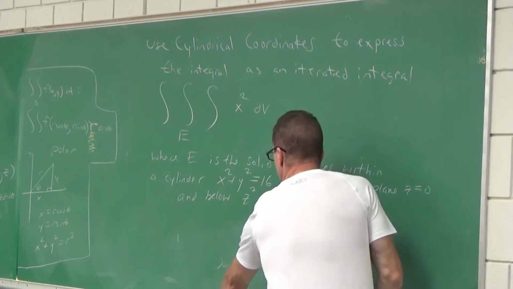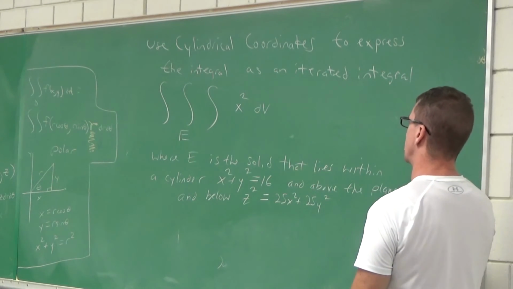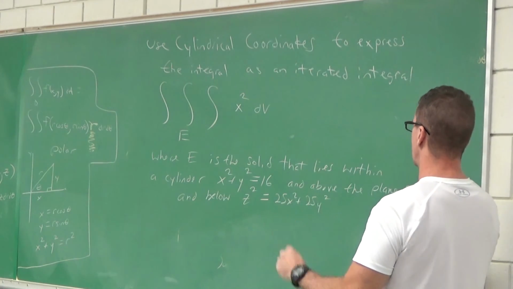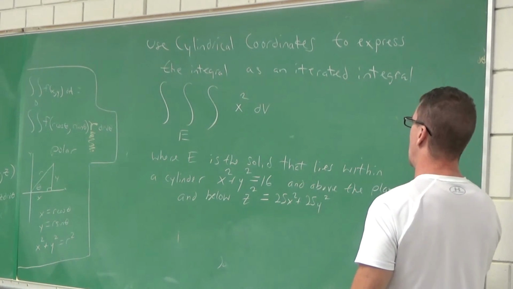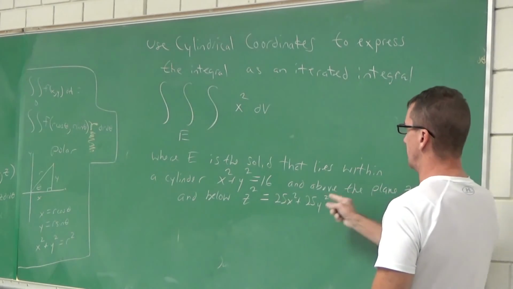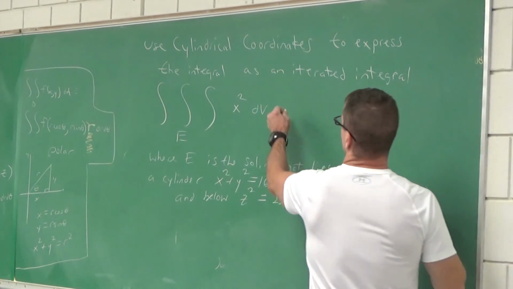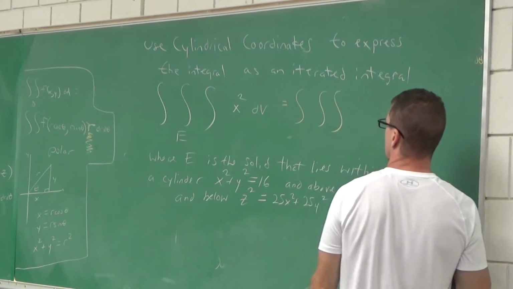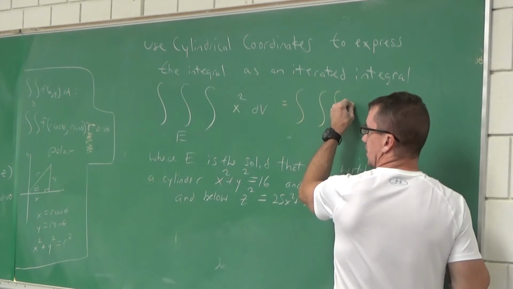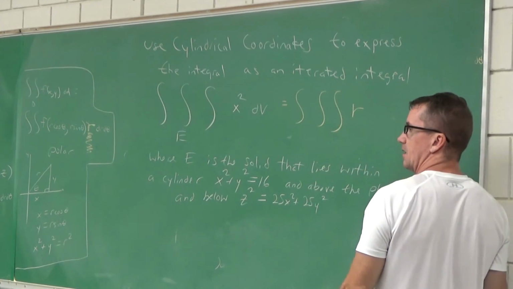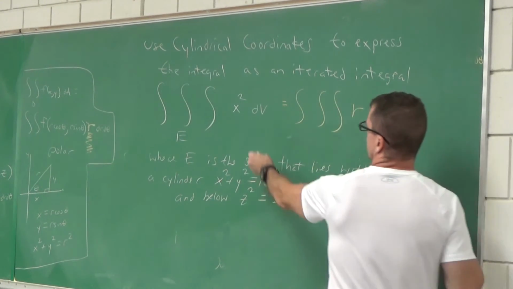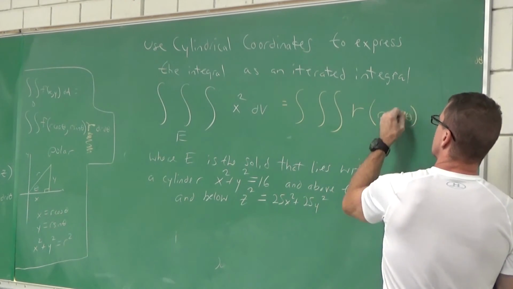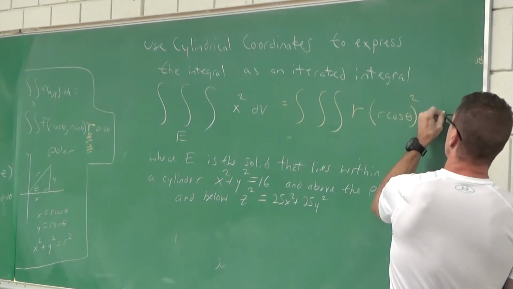Can you help me do this? E is the solid that lies within a cylinder x squared plus y squared equals 16, known as a circular cylinder. And the solid's going to be above this plane, but below this surface right here. So I'll put an equal sign, triple integral. What letter's automatic? R, dr, d theta. What does x squared become? R cosine theta squared, dz, dr, d theta.